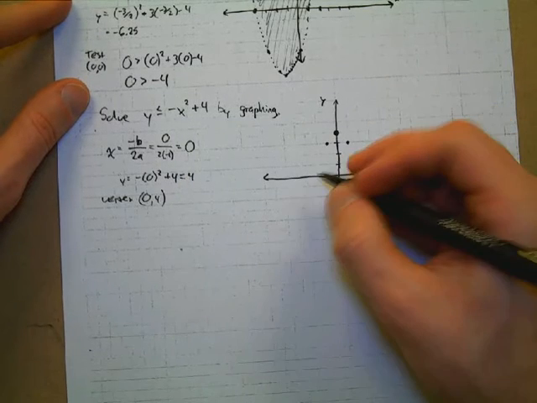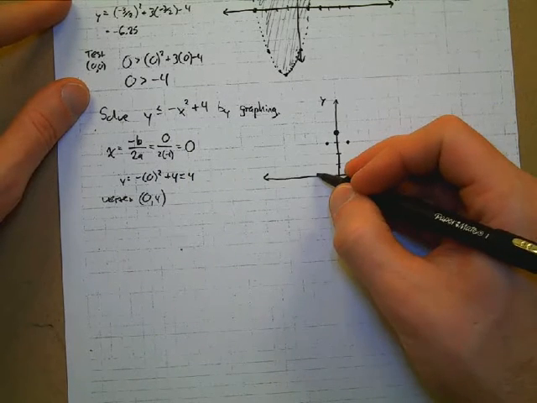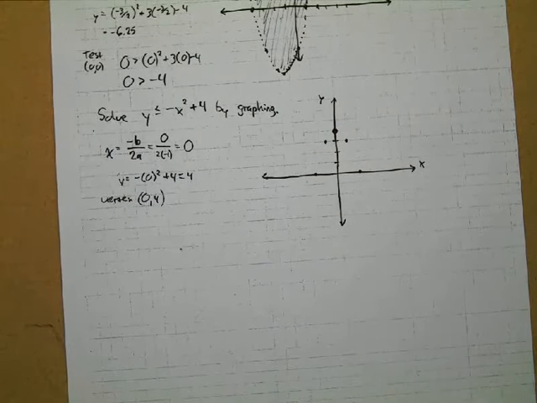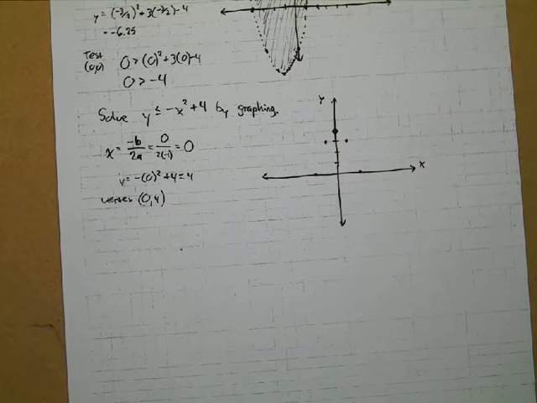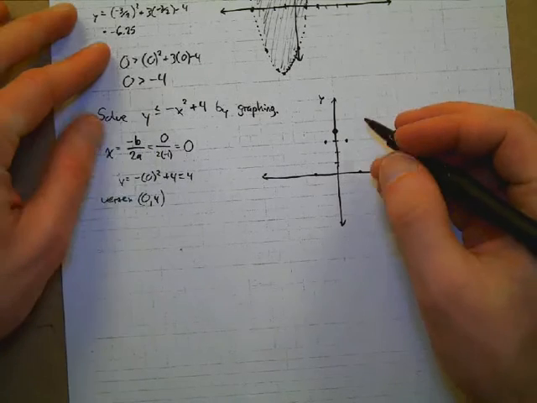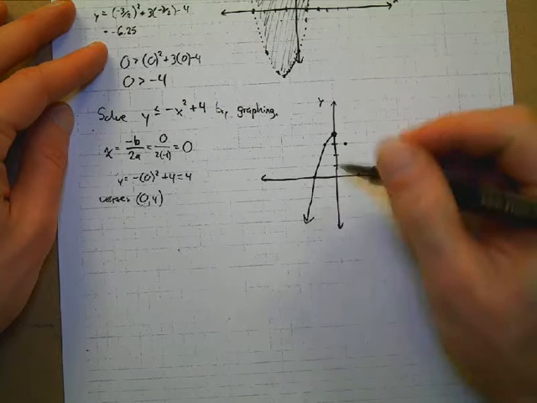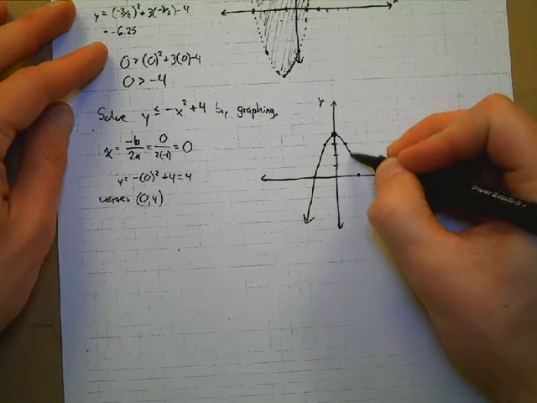Alright, so AJ, what kind of line should we use here? Should it be a solid or a dotted line when we sketch this out? Solid line. Why? Because of the equal to. Exactly right. The equal to. Okay, so connect the dots there. Very good.